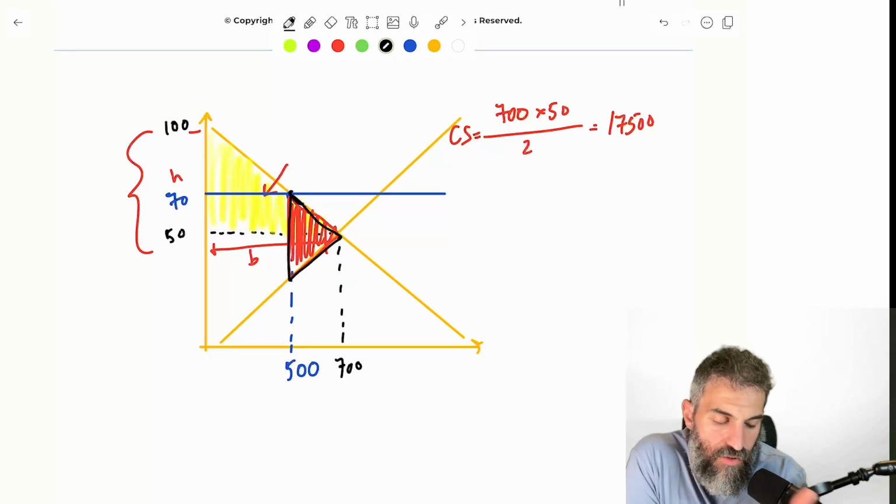All this to say, guys, that consumer surplus, producer surplus, deadweight loss, these are all areas on the graph that in order to find, you just have to do the geometry. So this is a triangle, it would be base times height again.